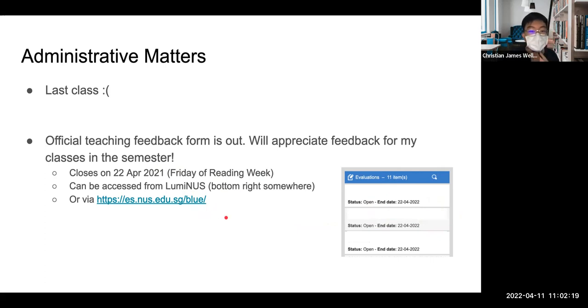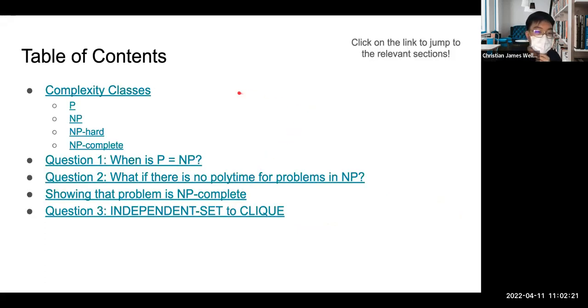So let's quickly get to the table of contents. First, I'll talk about the different complexity classes: what's P, what's NP, what's NP-hard, what's NP-complete. Then we'll talk about some basic questions regarding those complexity classes. And finally, we'll show a reduction, showing that the CLIQUE problem is NP-complete by a reduction from independent set, and doing a bit more than that. So that's the plan for today. Let's get to complexity classes.